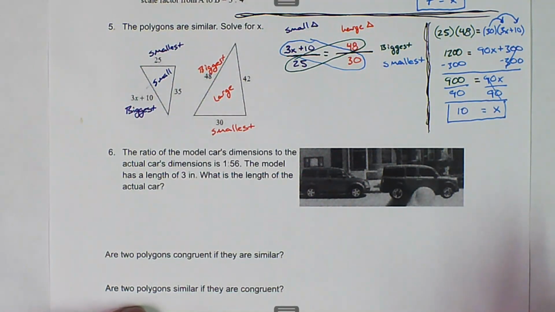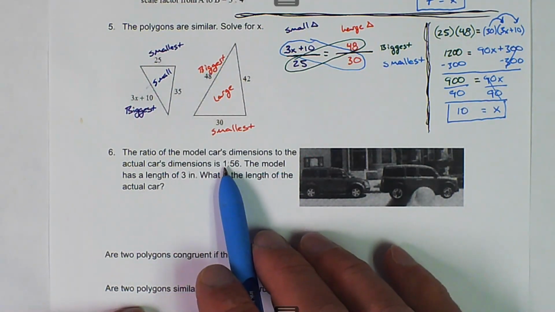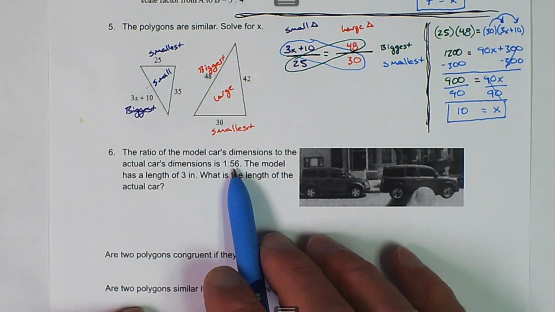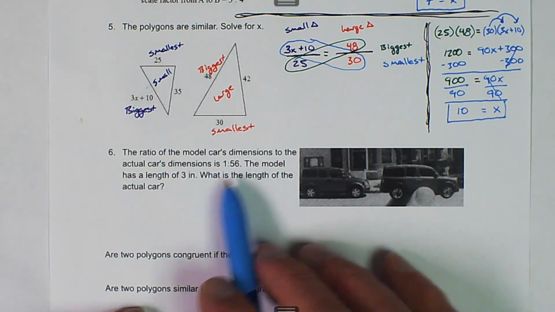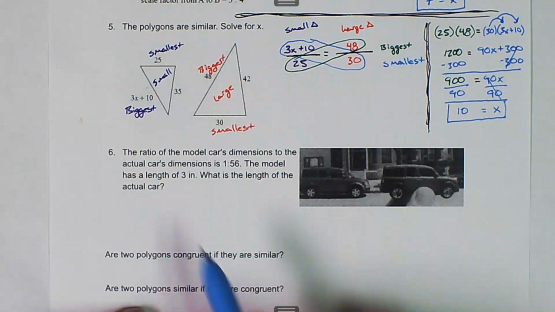We have example 6. It says the ratio of the model car's dimensions to the actual car's dimensions is 1 to 56. So the model car is smaller than the actual car. So 1 is the small car, 56 is the large car. The model has a length of 3 inches. What is the length of the actual car?